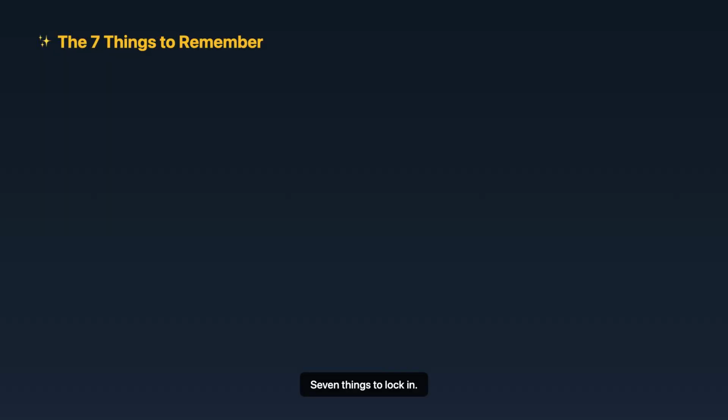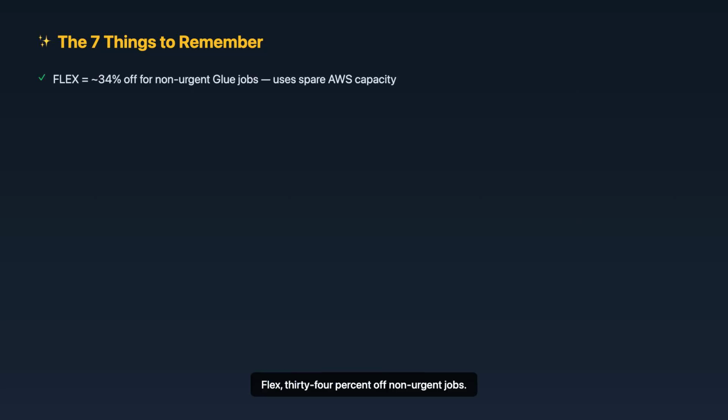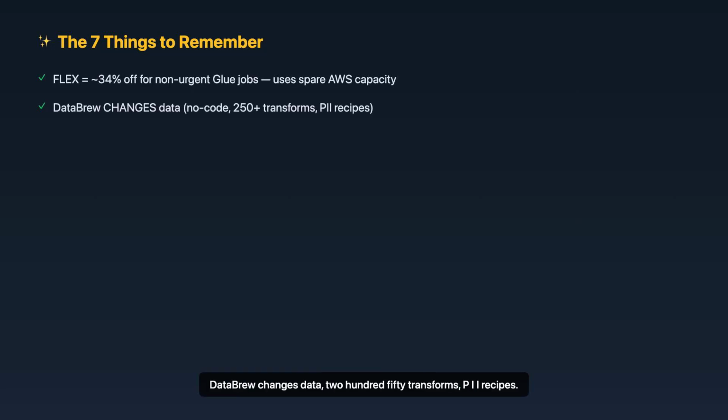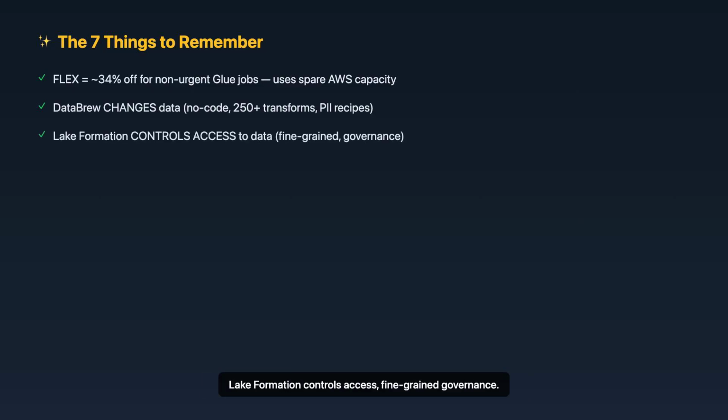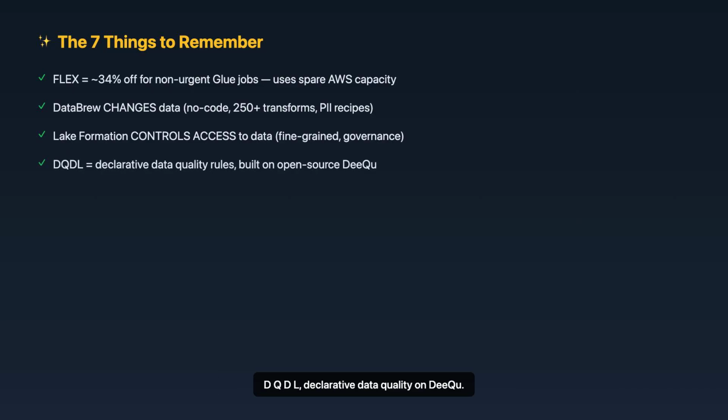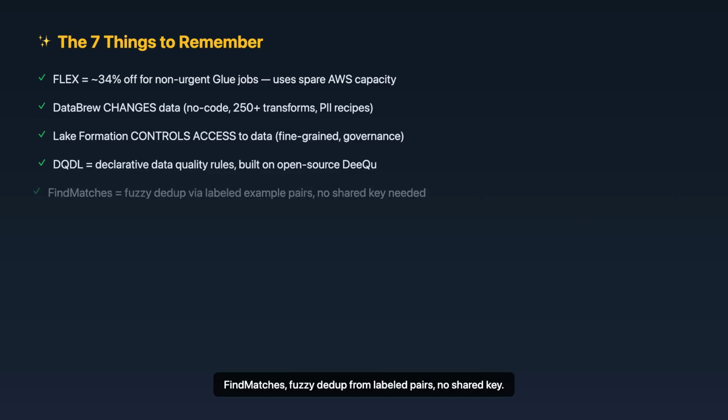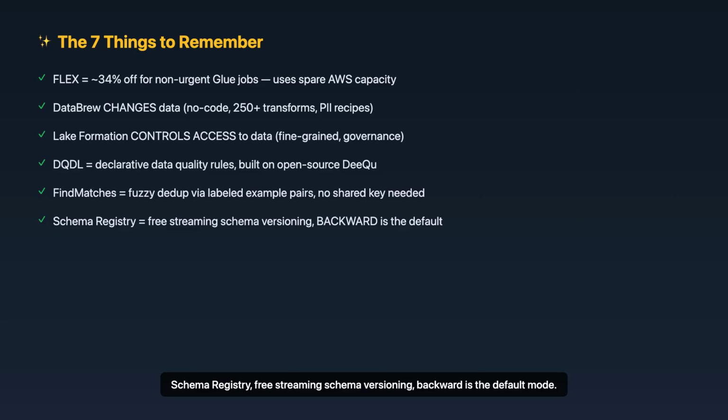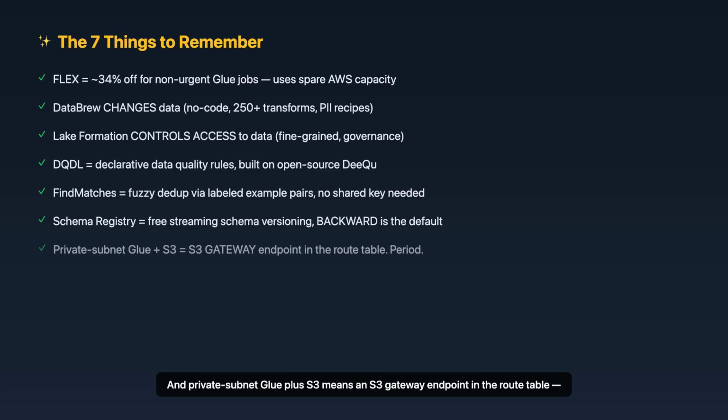7 things to lock in. Flex, 34% off non-urgent jobs. DataBrew, 250 transforms, PII recipes. Lake Formation controls access, fine-grained governance. DQDL, declarative data quality on DEC. FindMatches, fuzzy dedup from labeled pairs, no shared key. Schema Registry, free streaming schema versioning, backward is the default mode. And private subnet Glue plus S3 means an S3 gateway endpoint in the route table, period. That's the answer every time.